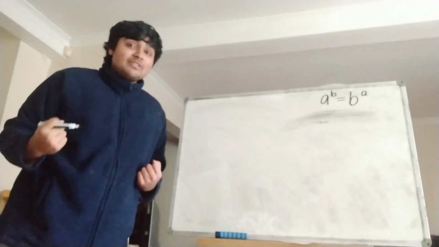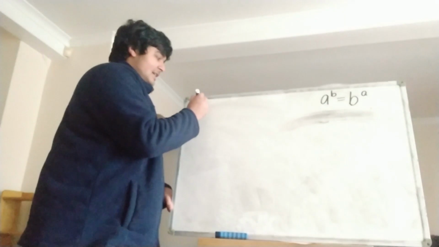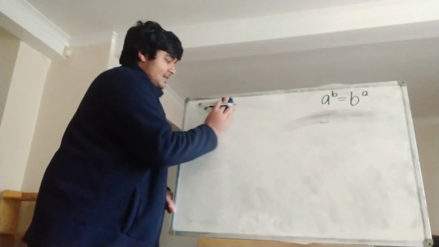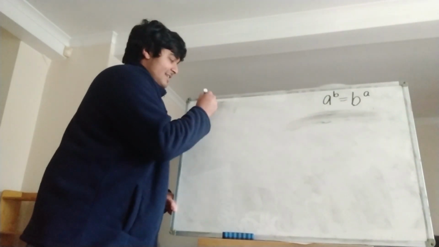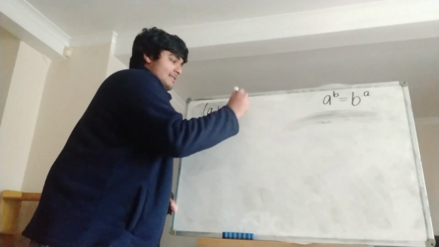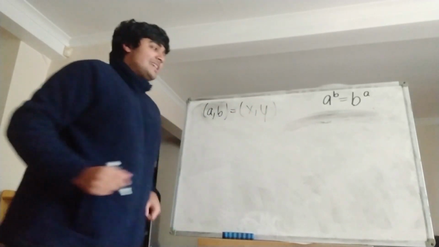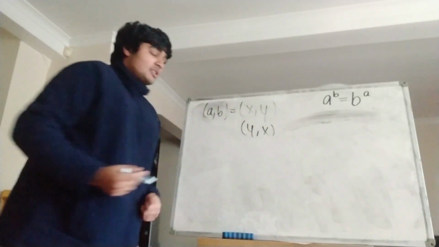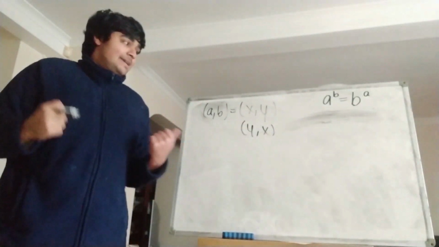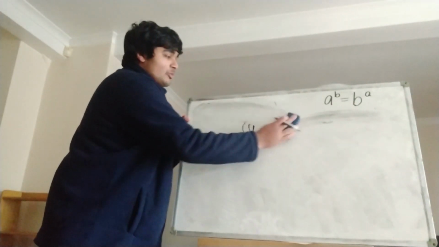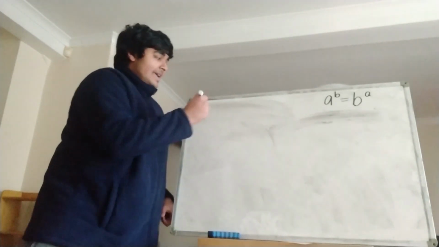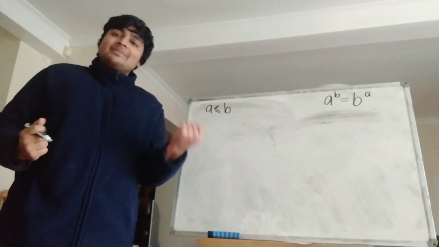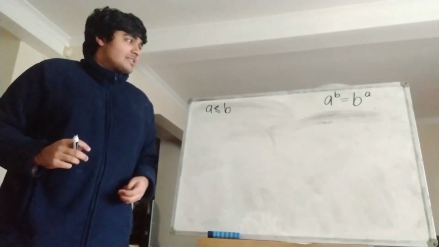So that means if x, y is a solution to this equation, then y, x is also a solution, just by swapping the roles of a and b. Okay, so we may assume without loss of generality that a is less than or equal to b, because if a is bigger than b, then that just corresponds to a symmetric solution.